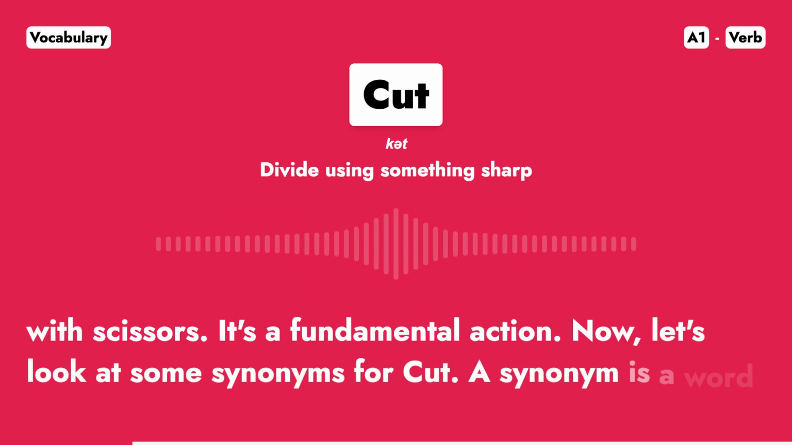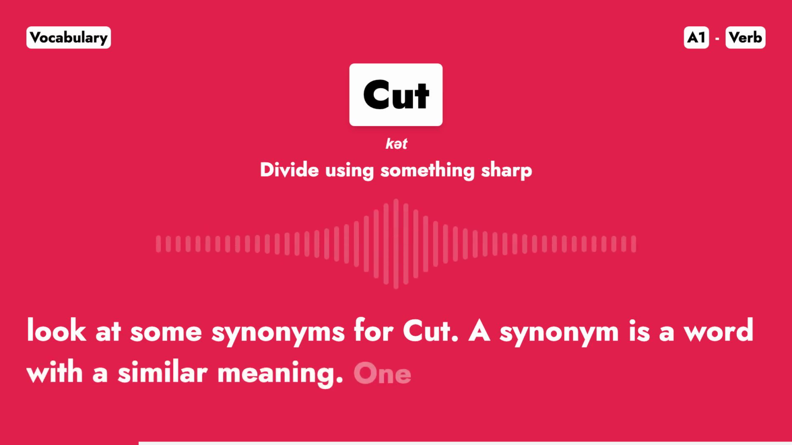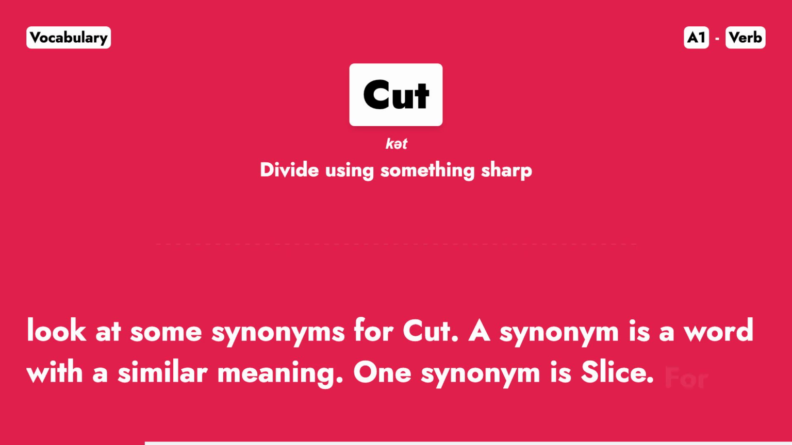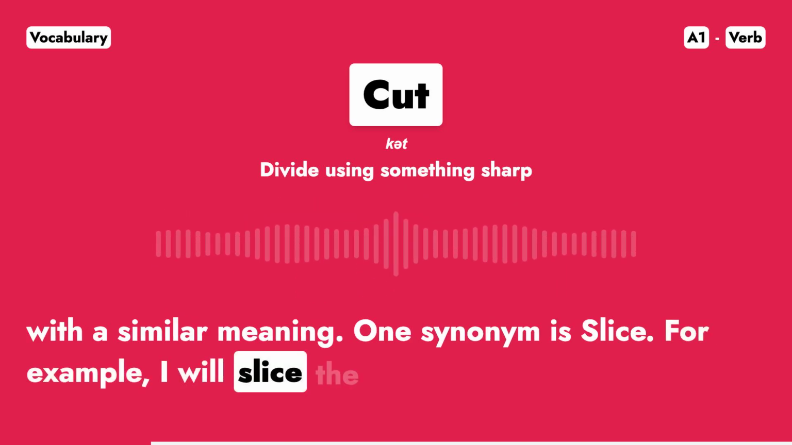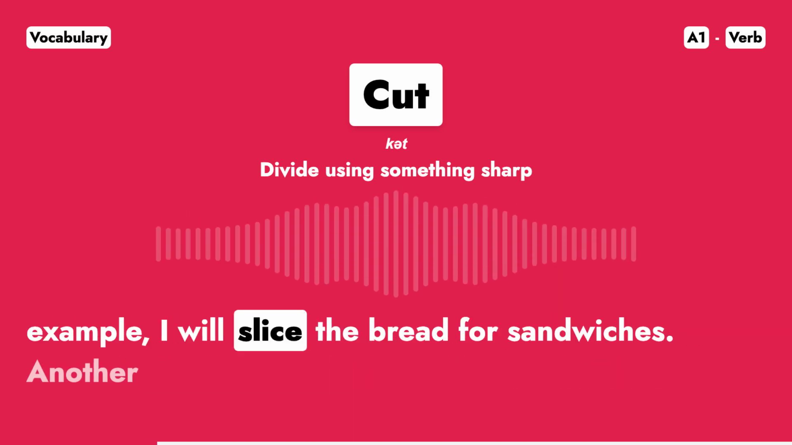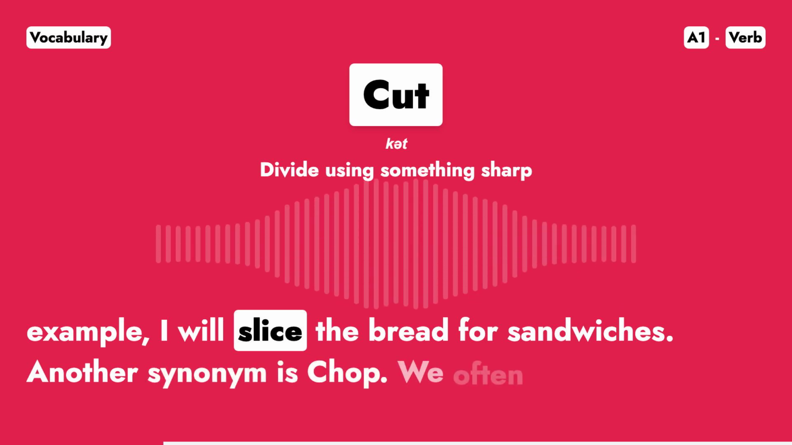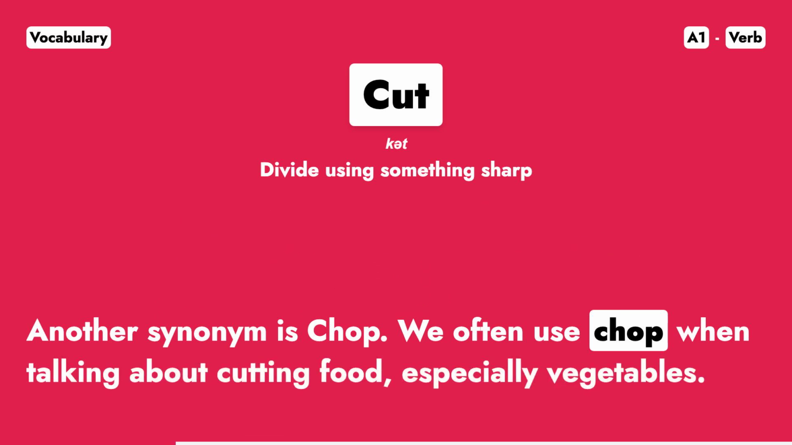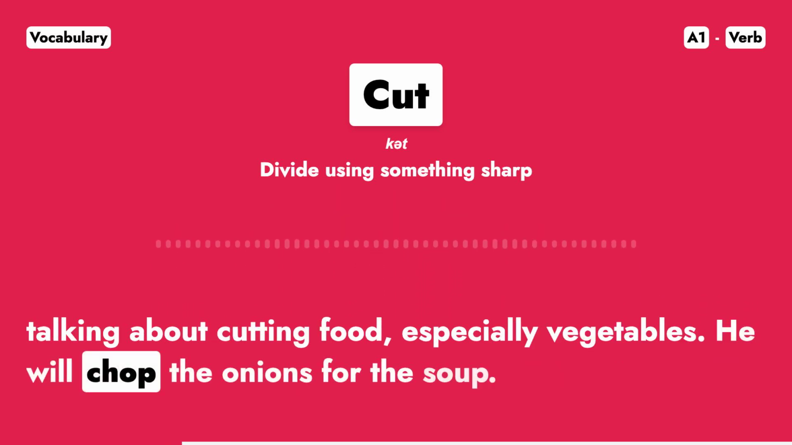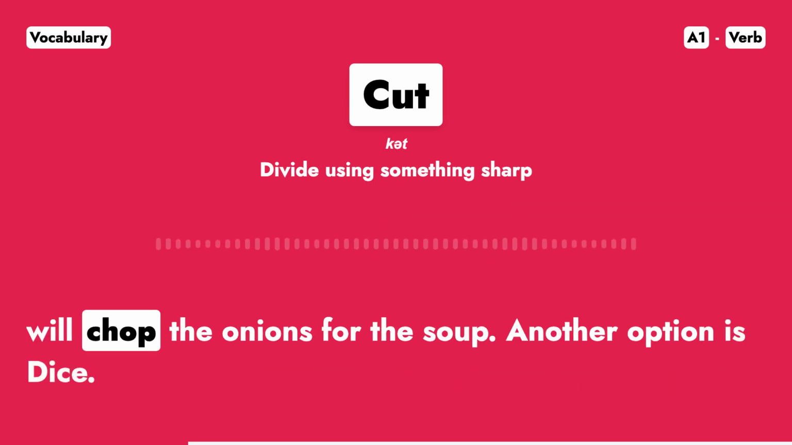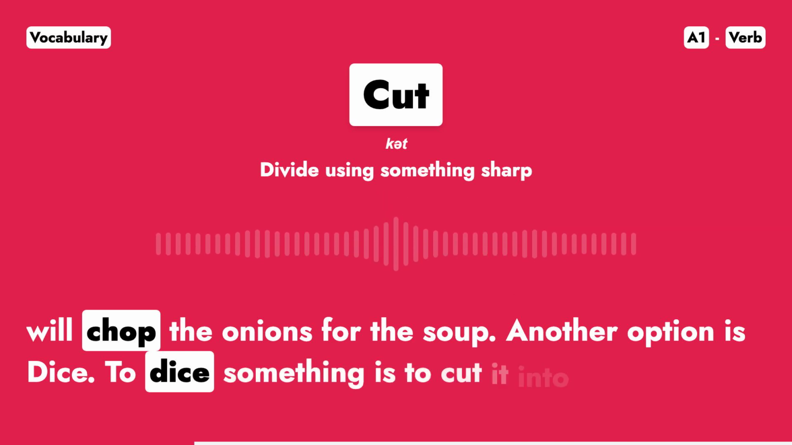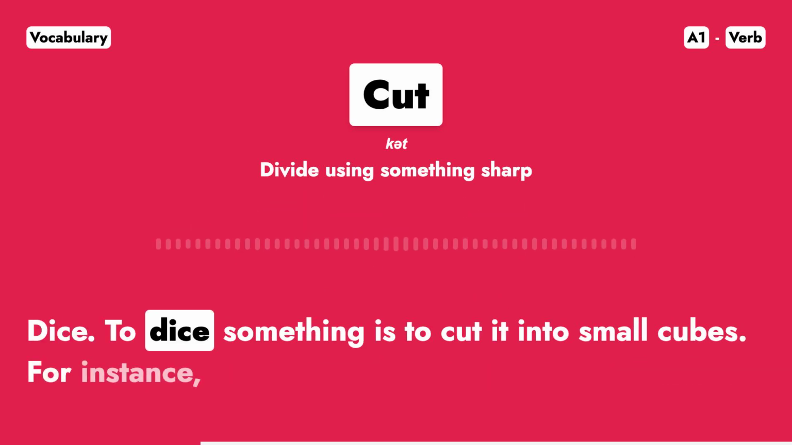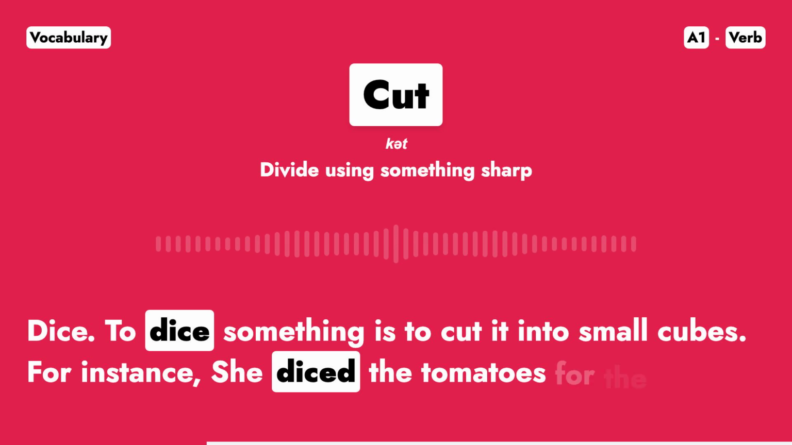Now, let's look at some synonyms for cut. A synonym is a word with a similar meaning. One synonym is slice. For example, I will slice the bread for sandwiches. Another synonym is chop. We often use chop when talking about cutting food, especially vegetables. He will chop the onions for the soup. Another option is dice. To dice something is to cut it into small cubes. For instance, she diced the tomatoes for the salsa.